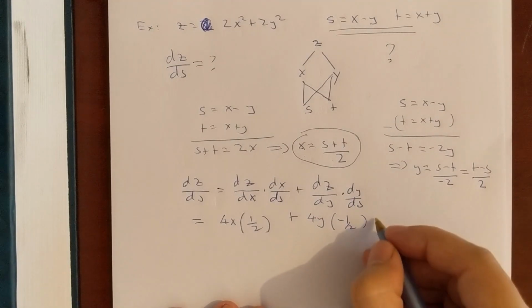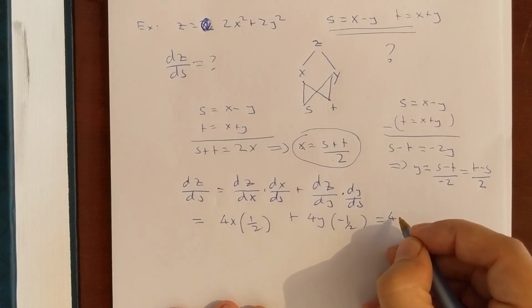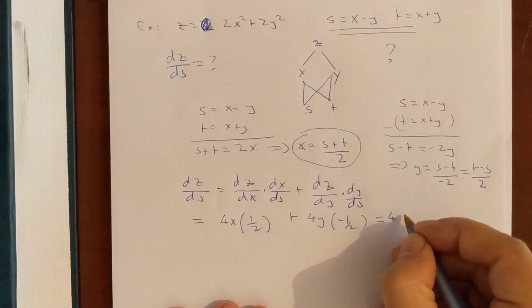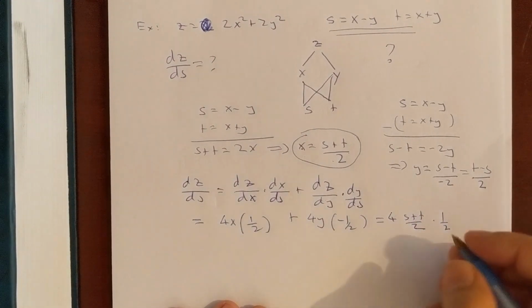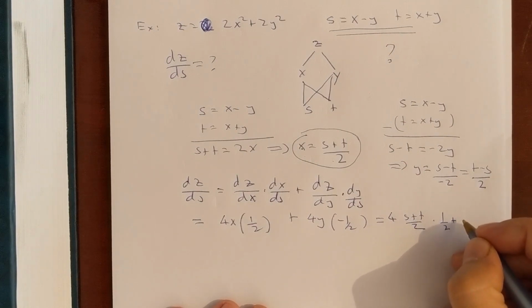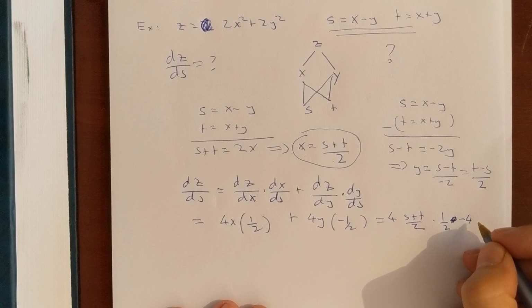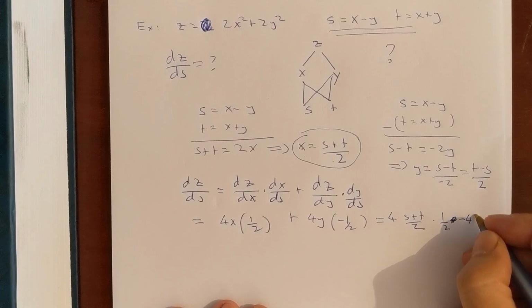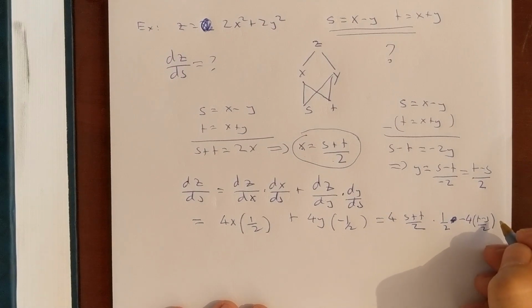Okay, so when the dust settles, we get 4x. Sorry, let me plug in what x was. x was s plus t over 2, times we have another 1 over 2, plus, this time it's going to be minus 4, so we can just make this minus 4y. Actually, well, let me do that in another step. t minus s over 2, times 1 over 2.